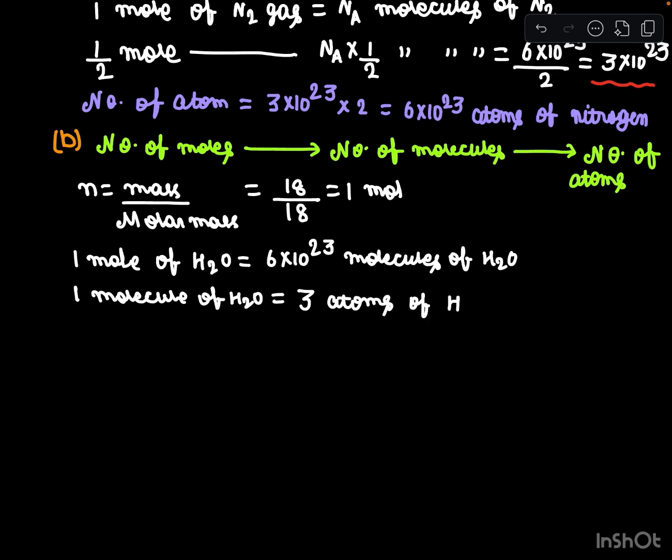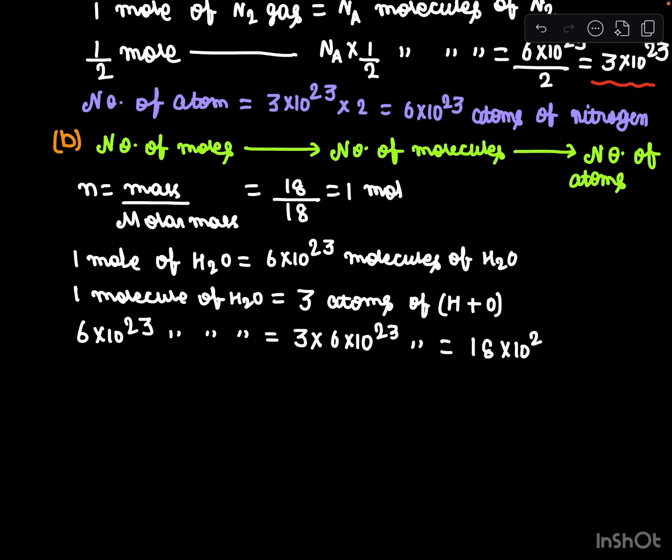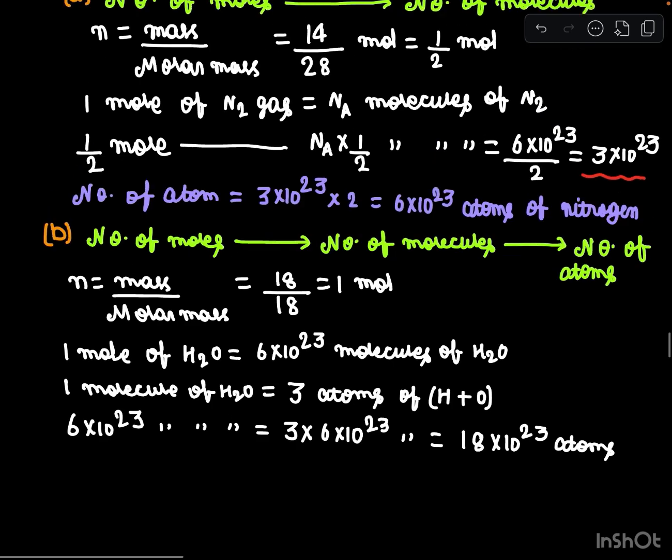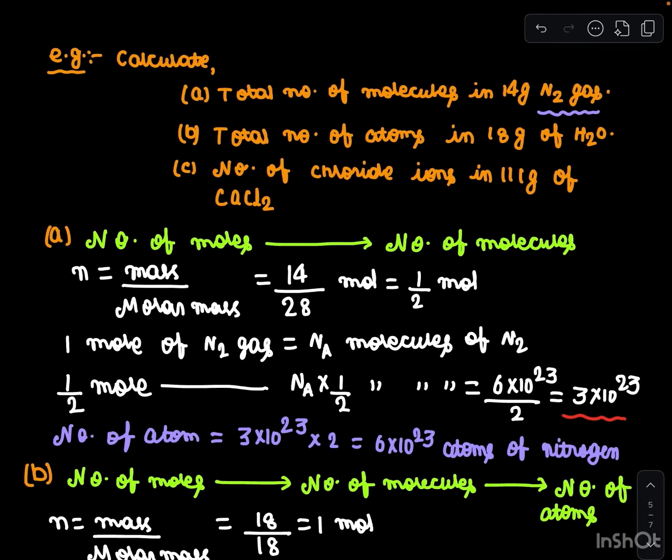of 3 atoms of hydrogen plus oxygen, both combined I am writing. So 6 into 10 to the power 23 molecules of H2O is equal to 3 into 6 into 10 to the power 23 atoms. So it will come out to be 18 into 10 to the power 23 atoms. That's how you will calculate number of molecules, then number of atoms, whatever is required in the numerical.